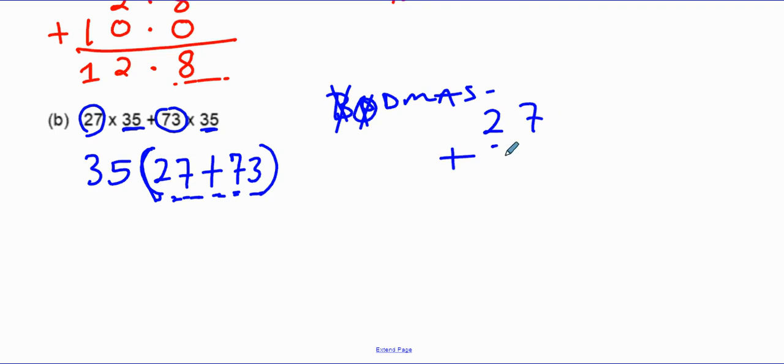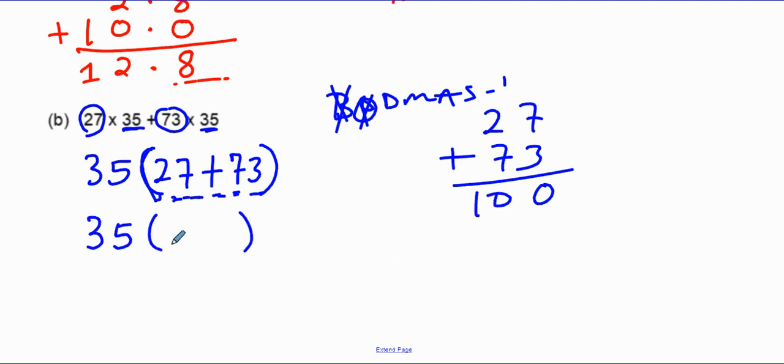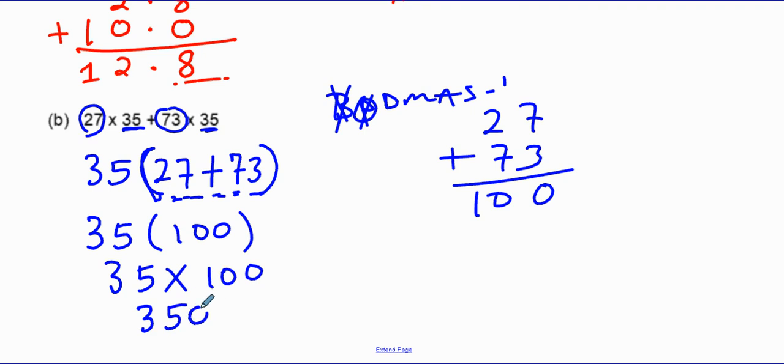27 plus 73 will be equal to 0, carry 1. This will be 9. This will be 100. So here will be 35, but inside the brackets will be 100. But remember what I said? This is the same as 35 times 100. And remember what I said? 35 times 100, you just put digits next to each other, like so, and this is the final answer.